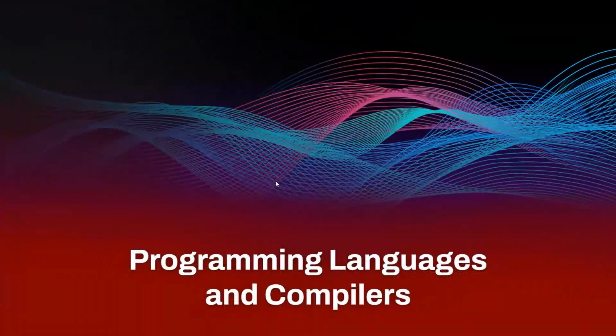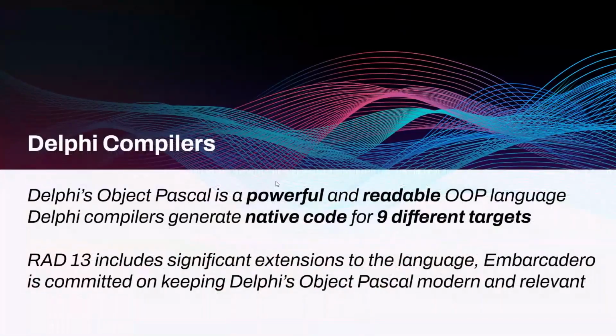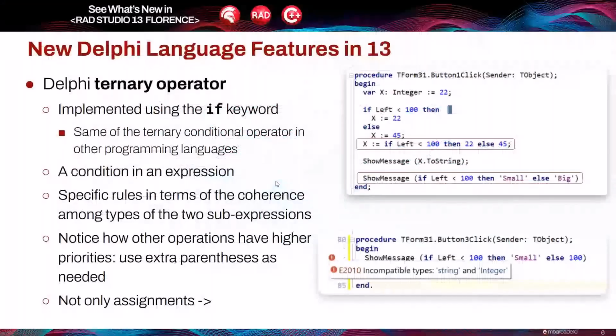Okay, so what's new in programming languages and compilers? Delphi Object Pascal is a powerful and readable object-oriented programming language, as you probably all know. And RAD Studio 13 includes significant extensions to the language because we're very committed to keeping Delphi relevant and modern. So let's see a few of these new features in 13.